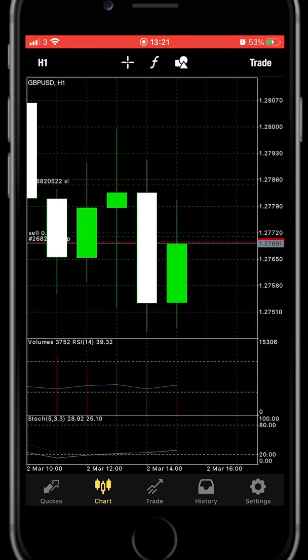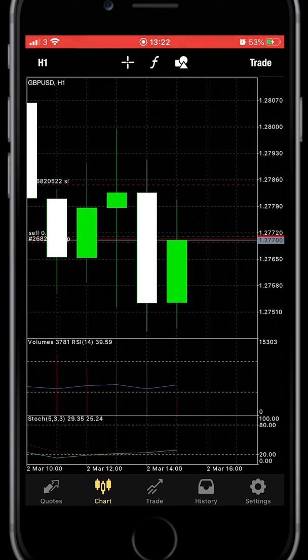Because I've set the lot size at 0.01, I'm only risking a few pence in this instance. As the lot sizes increase, rather than it being 10 pence per price point movement, 0.1 would be £1 per price point movement, and 1.0 would be £10 per price point movement. And herein really is the key. When you trade higher lot sizes, you need to have a higher amount in your account so that you're not risking too much.